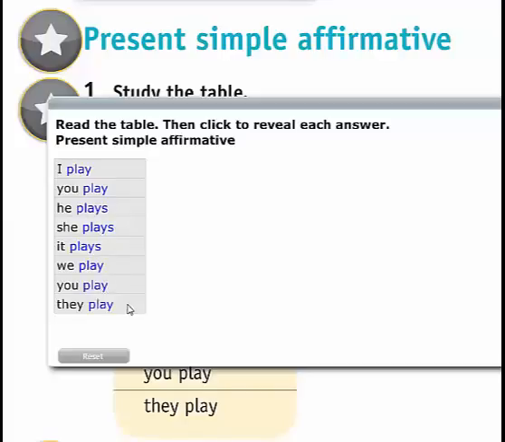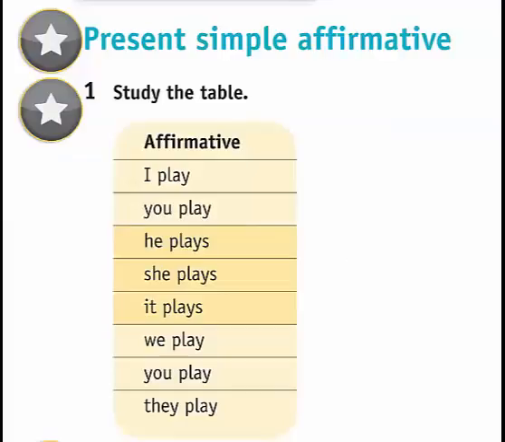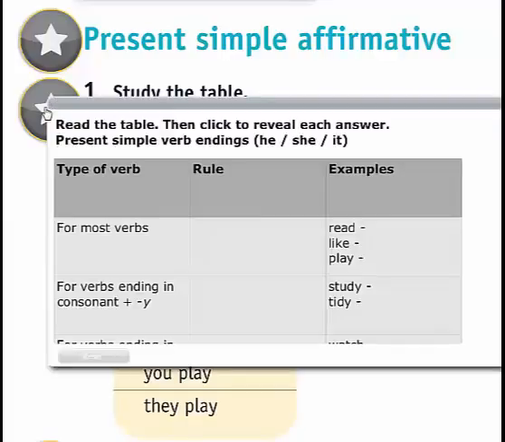As you can see, the third person singular he, she, and it takes an S. He plays, she plays, it plays. Let's see now the spelling rules for the third person singular S. For most verbs, like read, like, and play, you add an S. So we say reads, likes, plays.